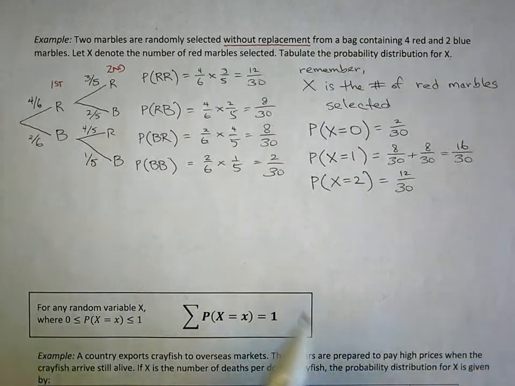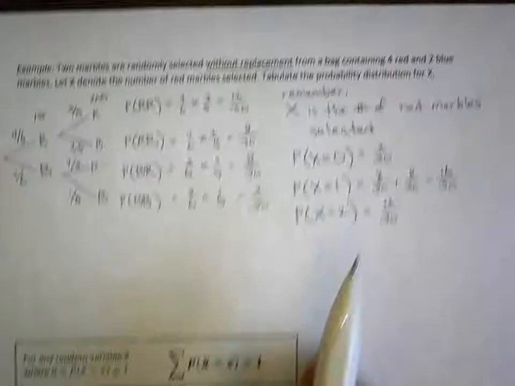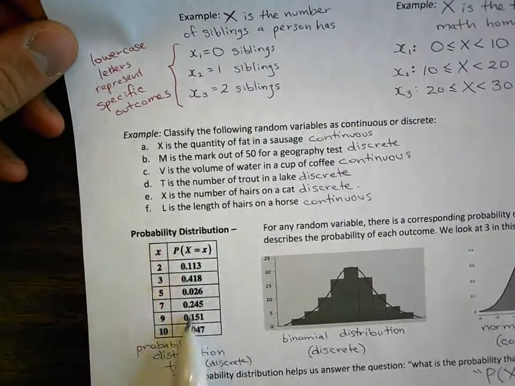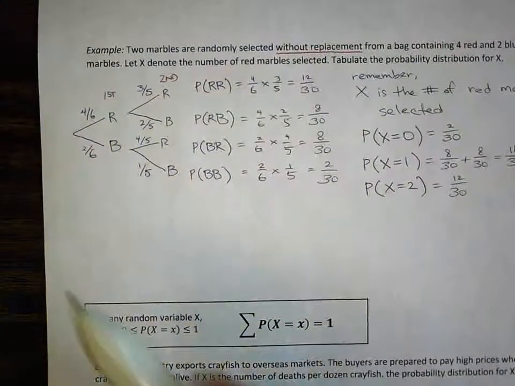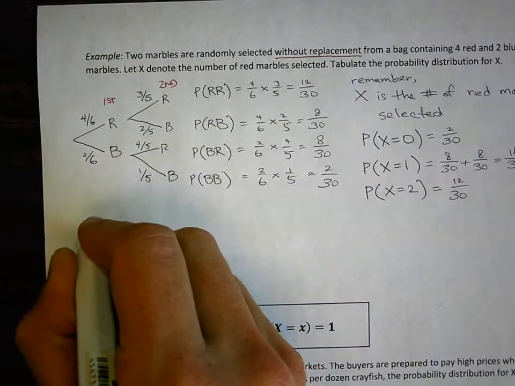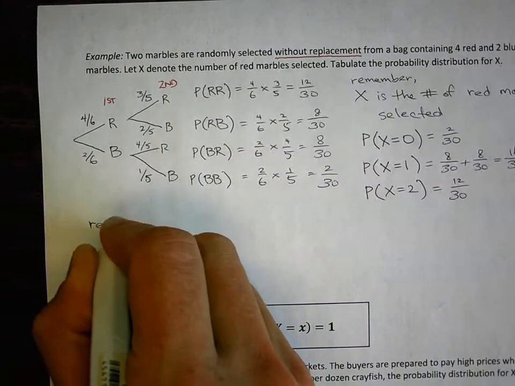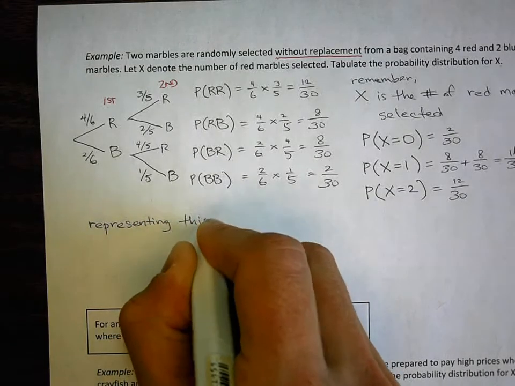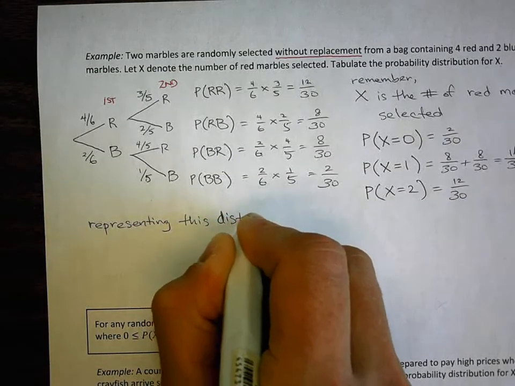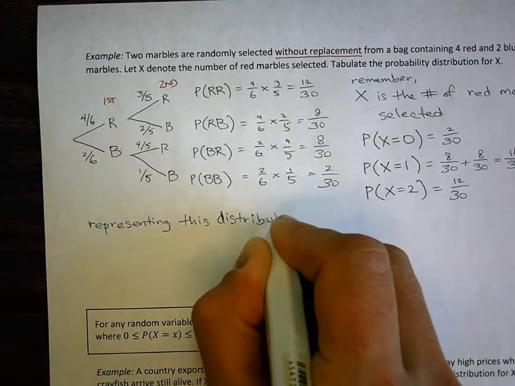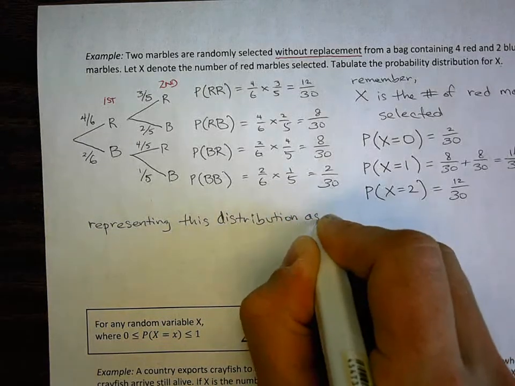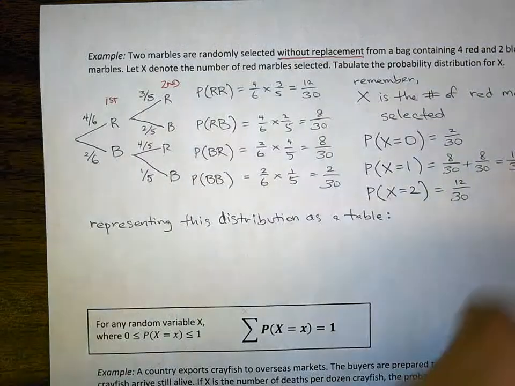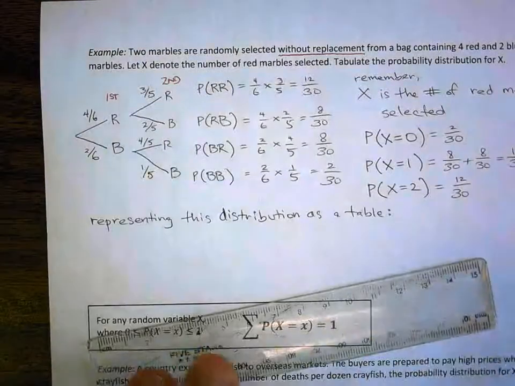As I told you, we tend to represent discrete probabilities as a table. So I'm going to take what we just did and represent it in a table like this. Well, I'm going to do a horizontal table just because of the space, but I'm going to represent this distribution as a table. I need a ruler, draw a nice table.